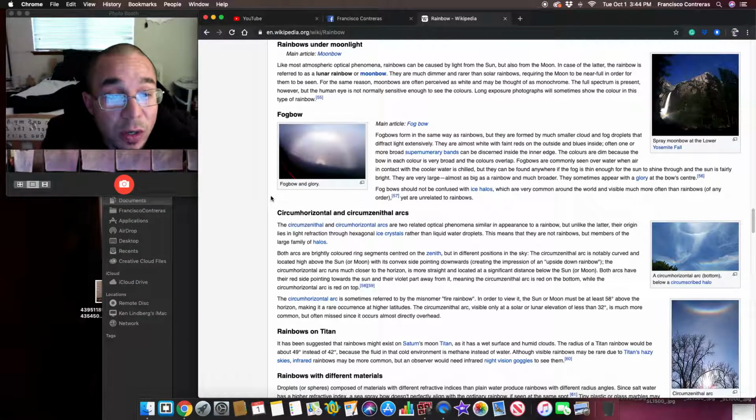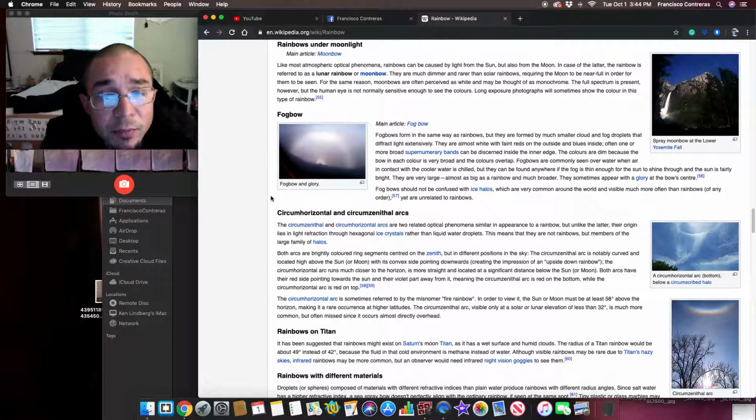Fog bows are commonly seen over water when air in contact with the cooler water is chilled, but they can be found anywhere in the fog, if the fog is thin enough for the sun to shine through, and the sun is fairly bright. They are very large, almost as big as a rainbow and much broader. They sometimes appear with a glory at the bow's center.